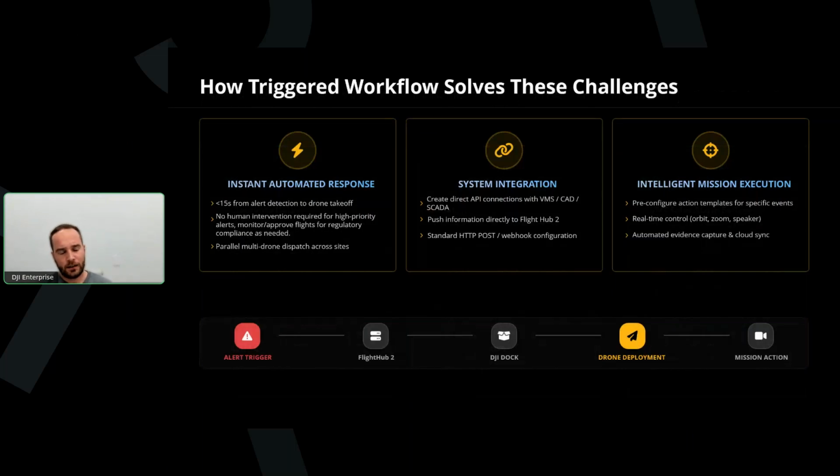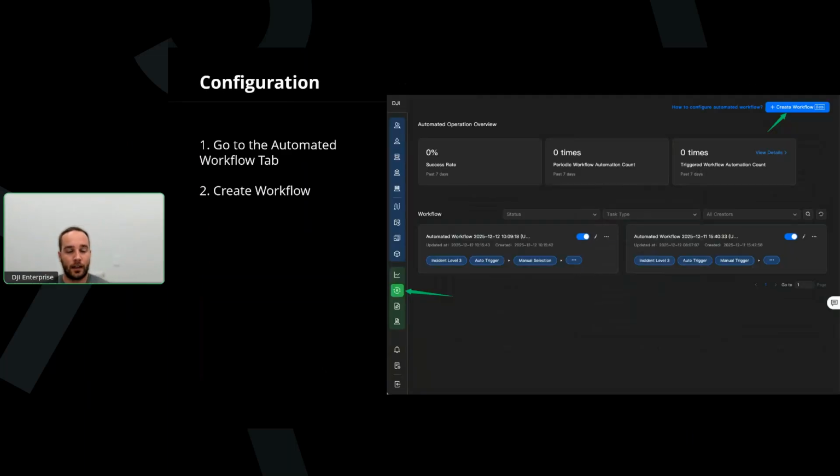So we can call this a couple different things. We can call it auto dispatch. You'll see in Flight Hub 2 it's called a triggered workflow. I think the marketing team's still ironing out the naming there a bit, but basically there is some trigger outside of Flight Hub 2 that is pushed to the system, and then we are able to push a drone flight out, right? So let's take a look at what this looks like in Flight Hub 2 and then show a couple examples of setting it up.